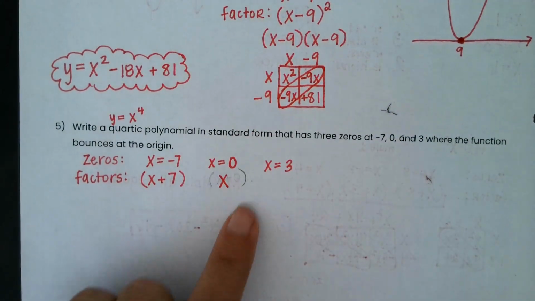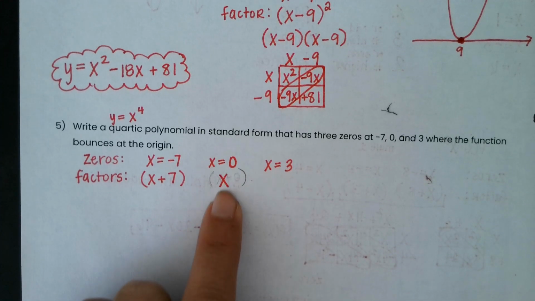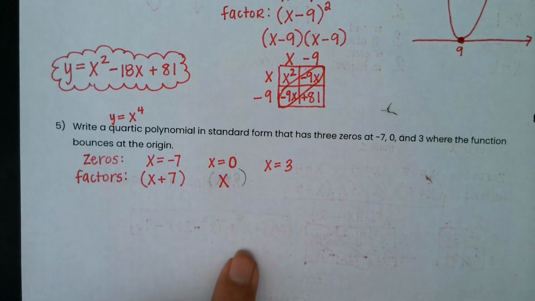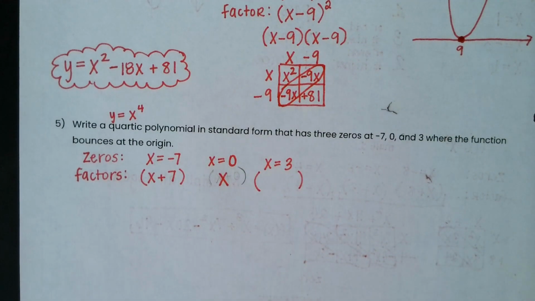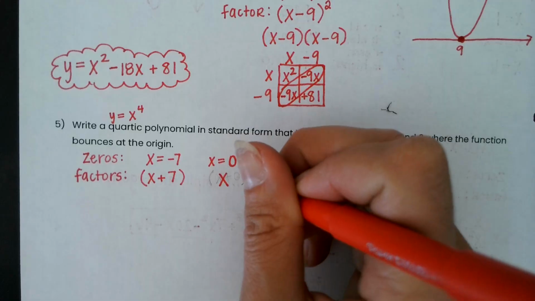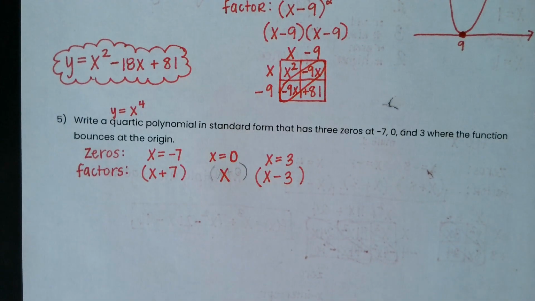If you think about it, the factor when it equals 0 tells you what the 0 is. When x equals 0, that's the 0, right? Okay. And then this one we do have to write in parentheses. It's going to be x minus 3, the opposite. The 0 was positive 3, so the factor is x minus 3.